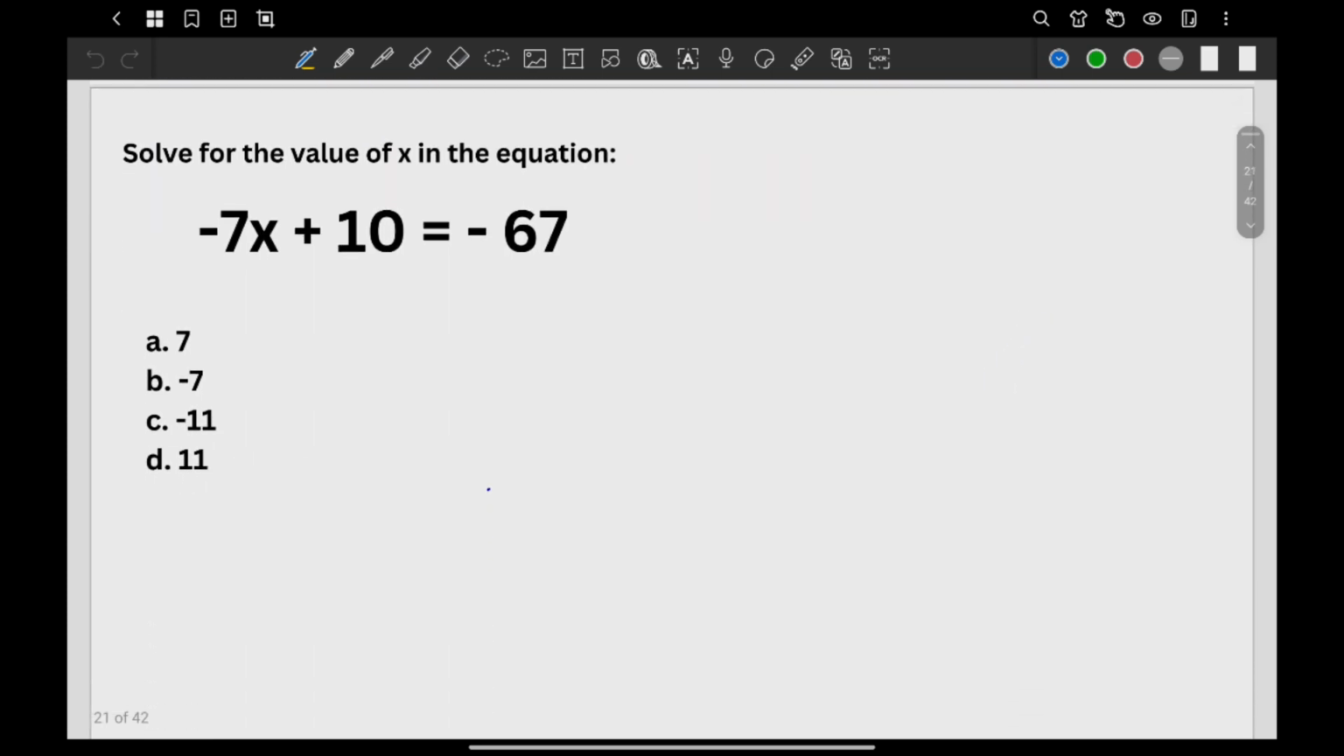Okay, there you go. So, solve for x. So, negative 7x plus 10 is equal to negative 67. Okay. Now, again, the two rules that we have. Make the variable x what? Positive. And then solo. Okay, just like that. Sir, is the variable x here already positive or solo? Is it positive and solo?